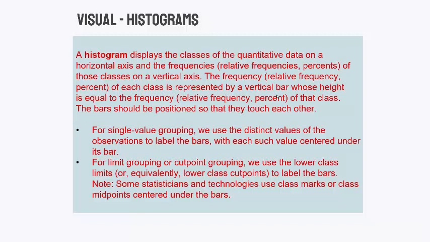For a single value grouping, we use the distinct values of the observations to label the bars, with each such value centered at its bar. For limit grouping, we use the lower class limits, or equivalently the lower class cutoffs, to label the bars. Note that some statisticians and technologies use the class marks, or class midpoints, centered at those bars, but what we're going to see uses the lower class limits.